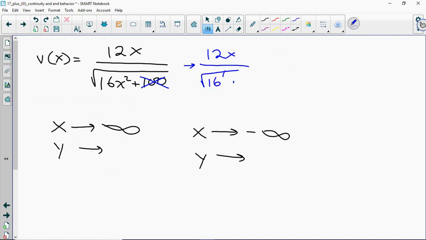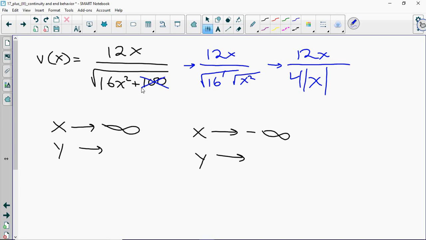I'm going to rewrite that as the square root of 16 multiplied by the square root of x squared. The square root of 16 we know is 4. That's great. What is the square root of x squared? If you said x, that's almost correct. It's the absolute value of x. You may recall this as one of the algebraic rules for the absolute value of x. It is the square root of x squared.